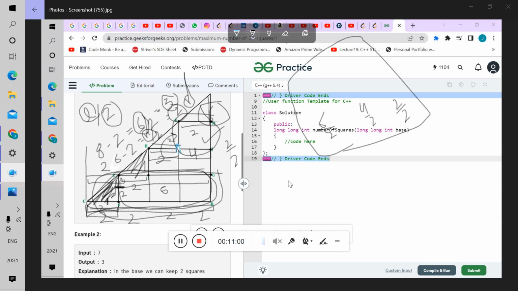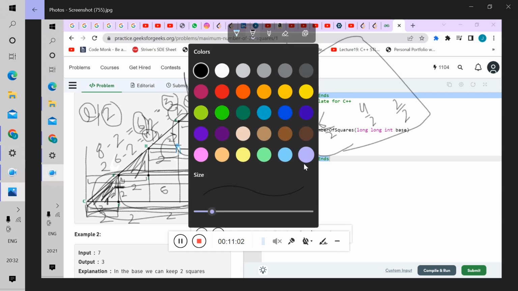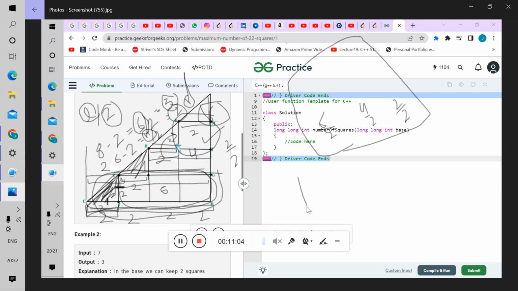So yeah, suppose I have a 7. You must be knowing that the leftover part should always be 2 in every case, because there must be a square wall here. This must be equal to this. So the leftover is always 2, right?